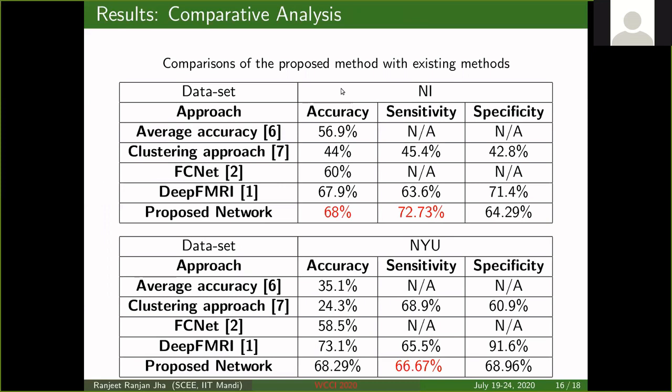Now come to the comparative analysis. Here we have the proposed framework. We are getting accuracy of 68%, which is slightly better than deep fMRI. But if you go for sensitivity, we are getting approximately 10% more than deep fMRI, and we know that this is very, very crucial. In the case of NYU, we are getting accuracy of 68.29%, which is lower than deep fMRI, but the sensitivity is better than deep fMRI.